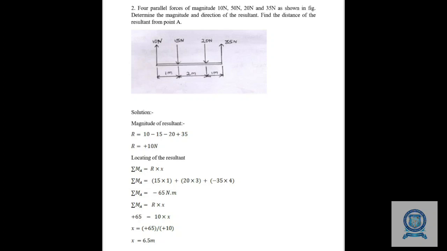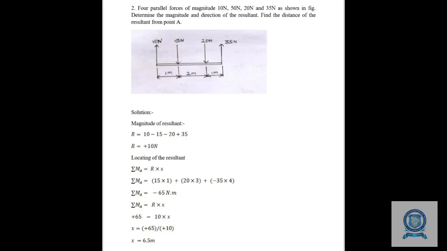So the horizontal component becomes 0 and the vertical component is plus 10. So the result becomes plus 10. You know the basic formula: R is equal to root of sigma H squared plus sigma V squared. If you substitute in that formula, you will get R is equal to plus 10. The next step is the location of the resultant force.